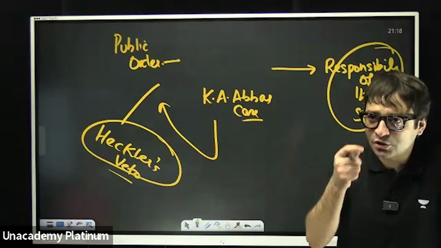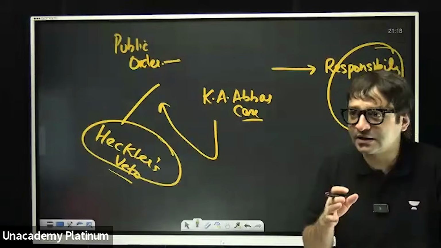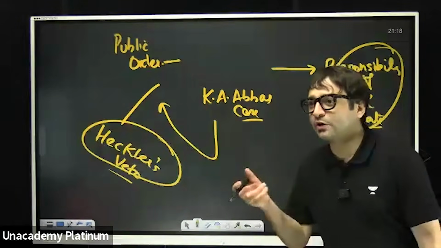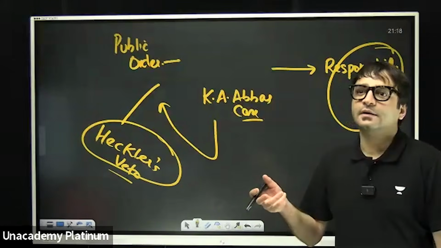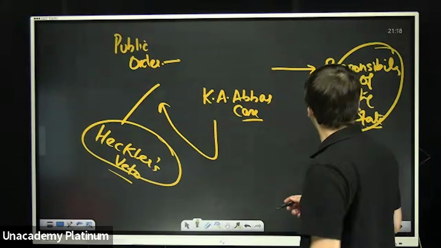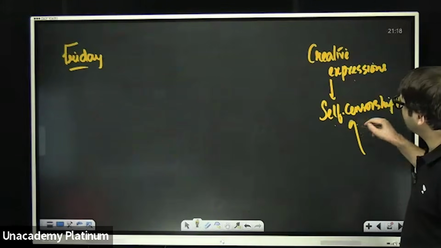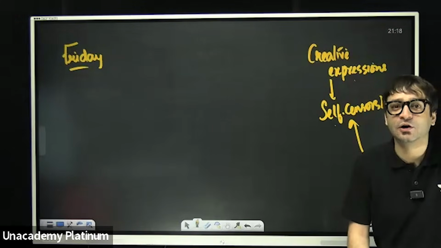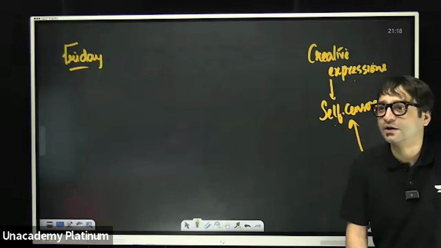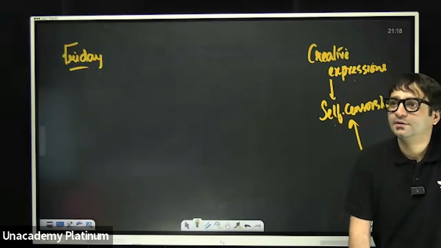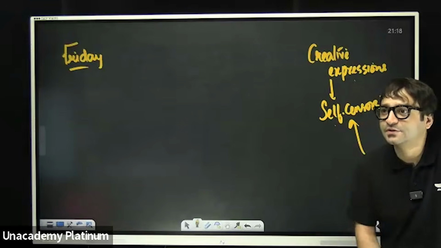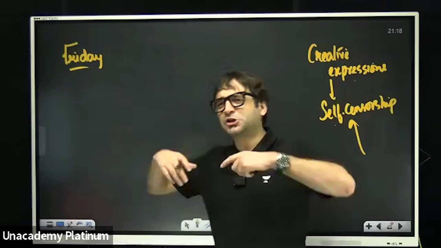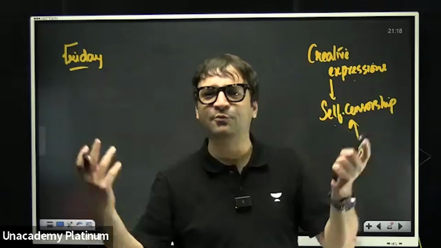Public order has been misused as a ground by the state, where the state is withdrawing from its responsibility of ensuring peace in the society. And what it leads to? It leads to self-censorship. Filmmakers would be hesitant in making a movie which is critical of the government or critical of a particular group. Then what will happen to my creative expressions? Shouldn't these creative people be allowed to express their creativity in whichever way they want?